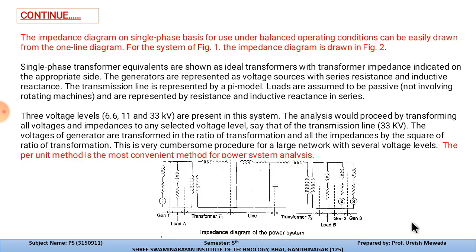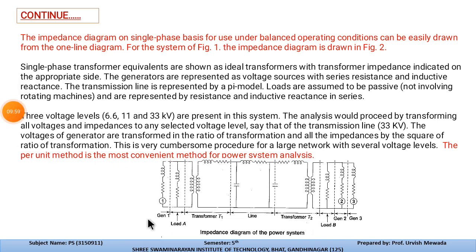So let us discuss the impedance diagram of this network. The impedance diagram, on a single phase basis for use under balanced operating conditions, can be easily drawn from the one line diagram for the system. From figure number 1 we can draw the impedance diagram of that network by replacing all the reactances and impedances of the power system.